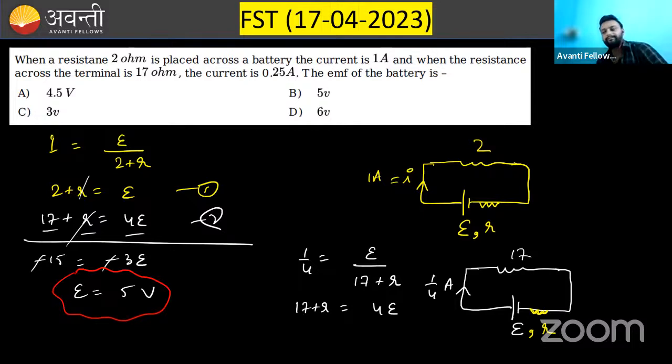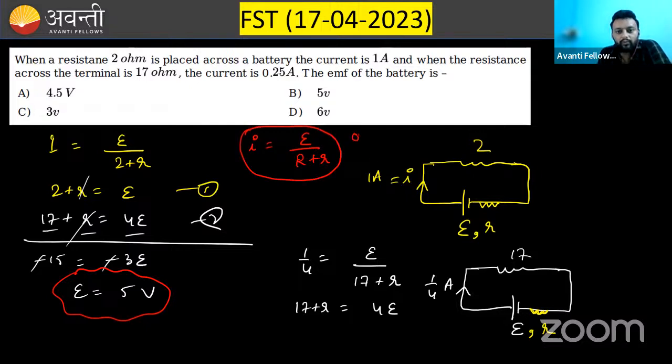Very simple question. Should I move ahead? Which formula have we used in this problem? I is equal to E upon R plus r. This is nothing but Ohm's law. What does Ohm's law say? Current is equal to total EMF upon total resistance.